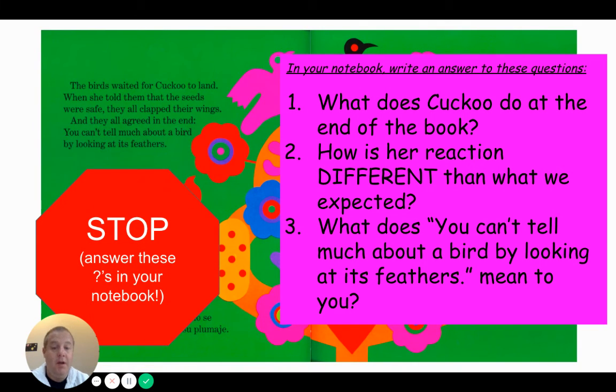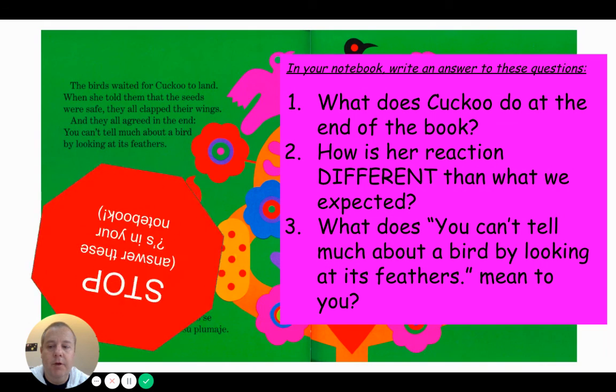Stop the video here. Just push the pause button and see if you can answer these three questions in your notebook. What does Cuckoo do at the end of the book? How is her reaction different than what you expected? What does "you can't tell much about a bird by looking at its feathers" mean to you? So if you can write that in your notebook, that would be great. So pause it here and we'll meet in a minute. Done? Good.